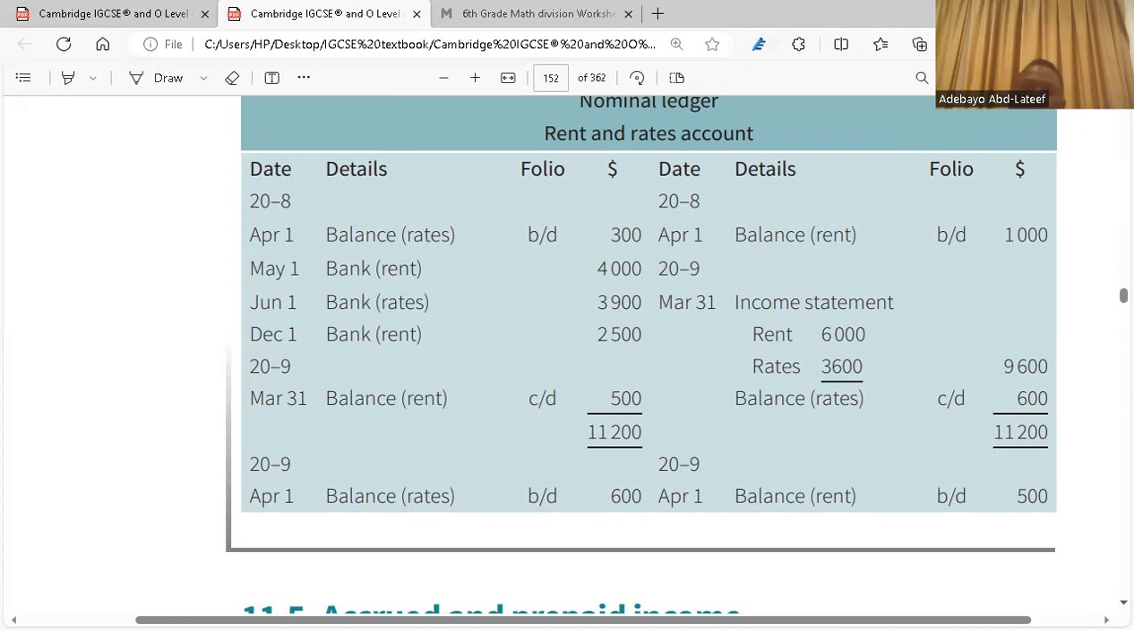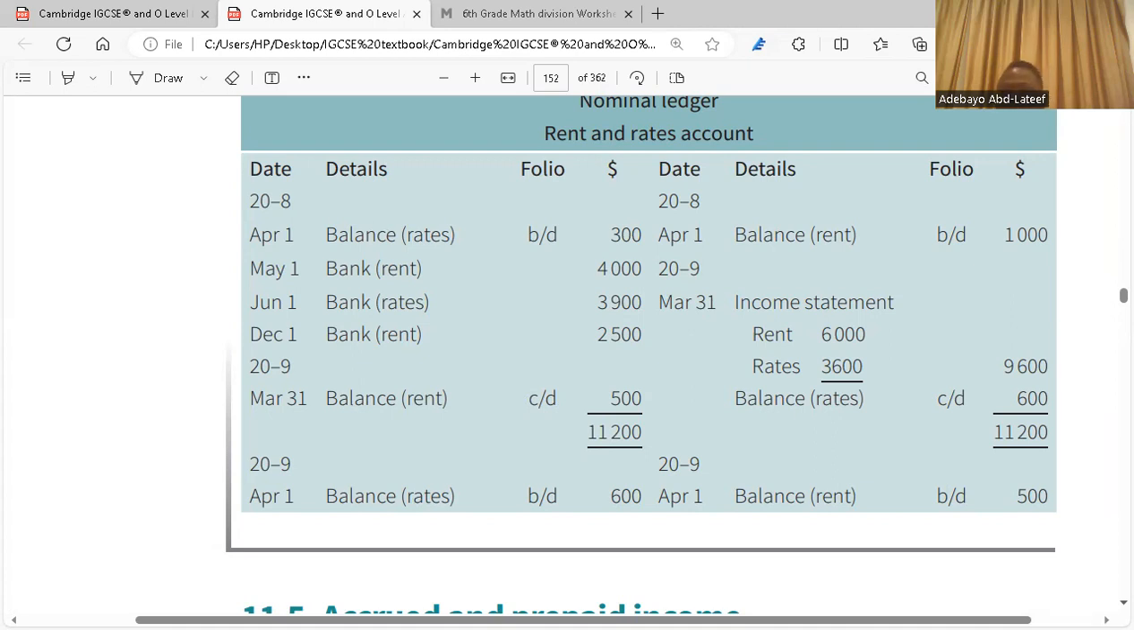Yes. For the rates, it's going to be for 12 months, not 13 months. That's 300 multiplied by 12, which is 3,600. So the total for rent and rates in the income statement is 9,600. So 9,600 plus 1,000 is what she's owing, which is 10,600. Do you get it? Yes.